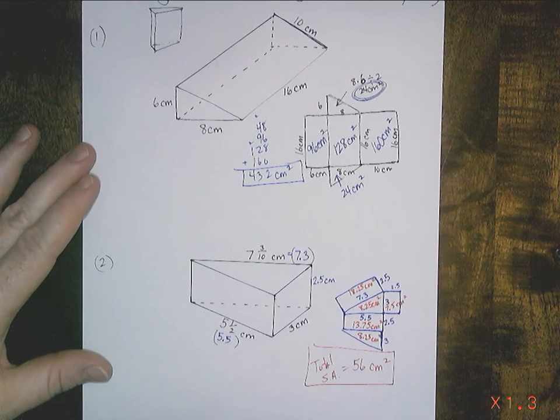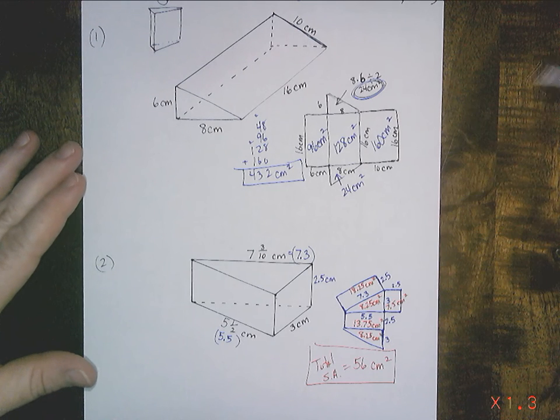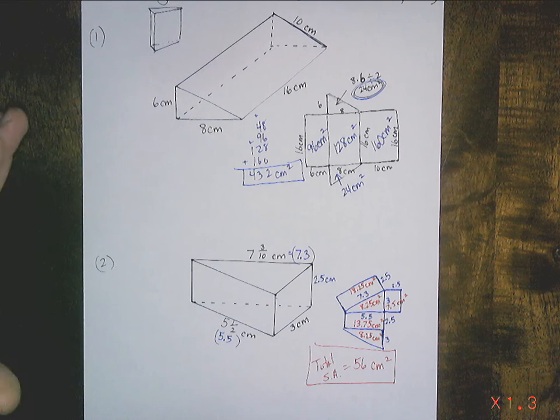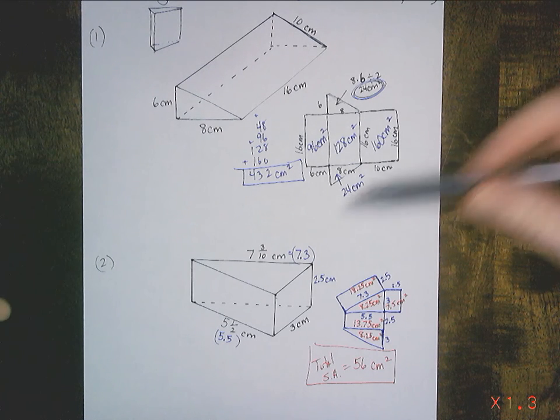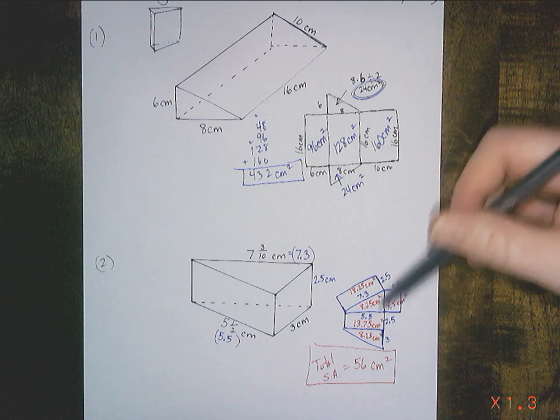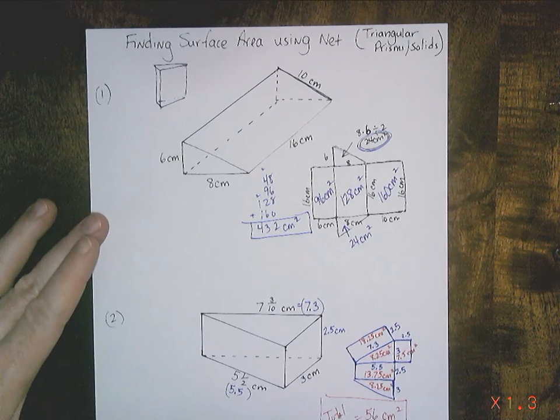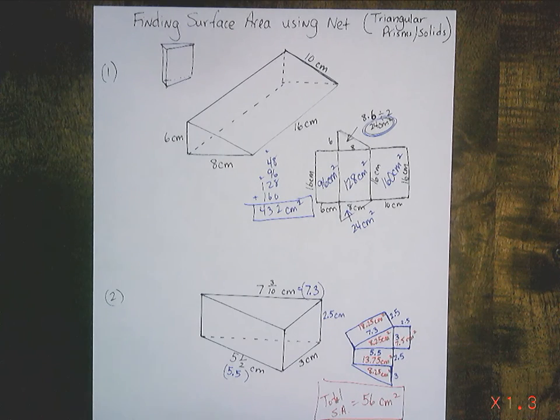So, anyways, hopefully that helps. Creating a net diagram is important. You don't have to. If you can do this mentally and just multiply your dimensions together and then just add them as you go, you can do it that way.